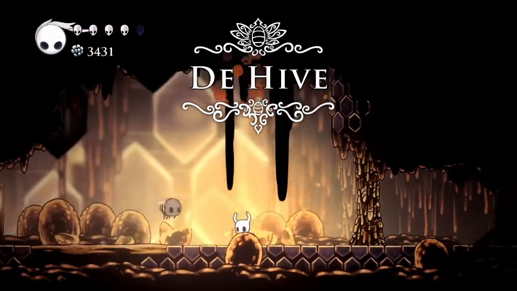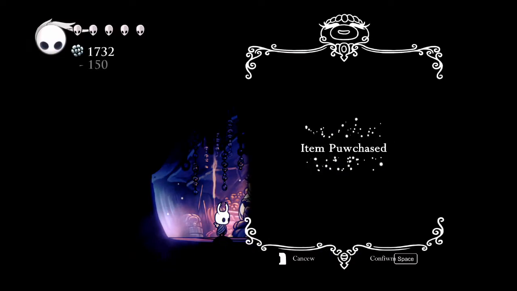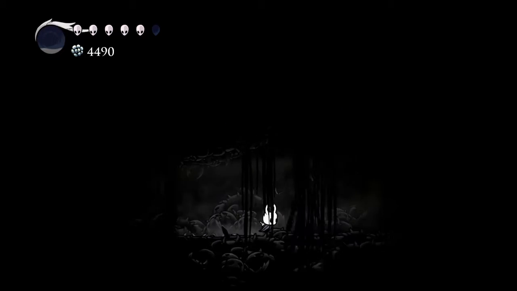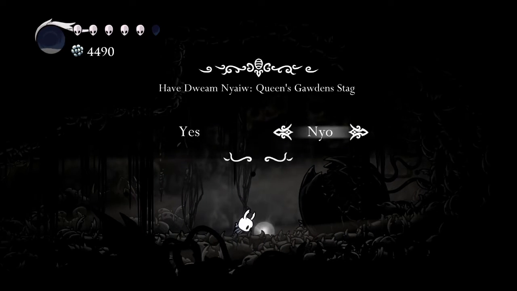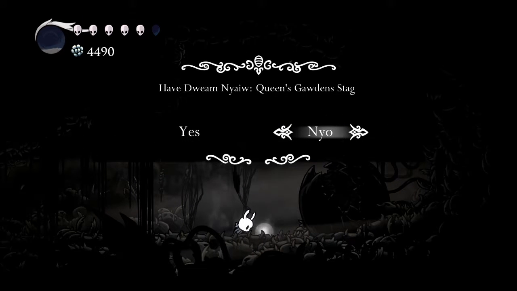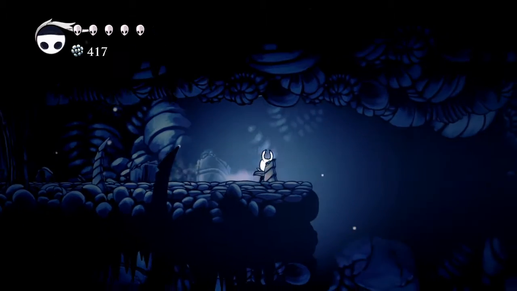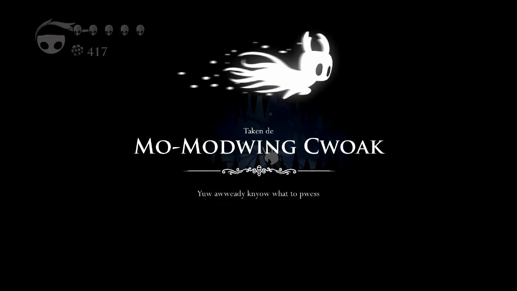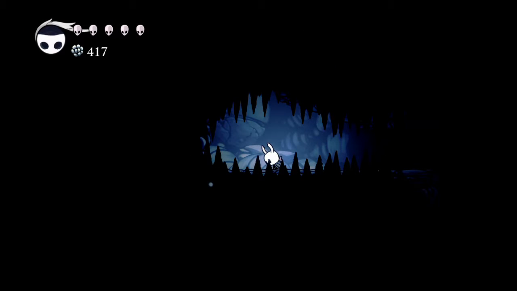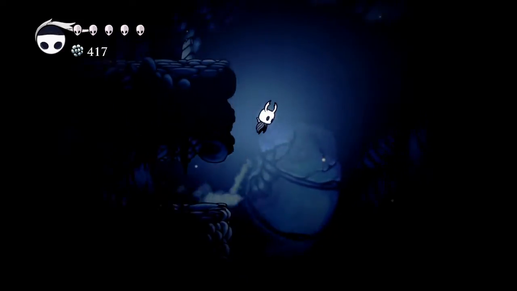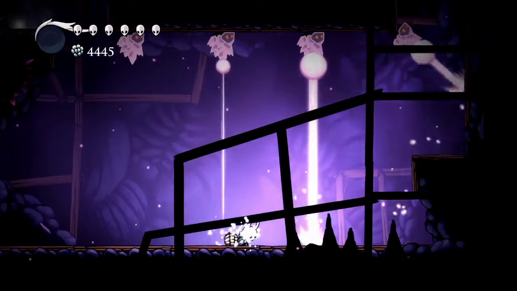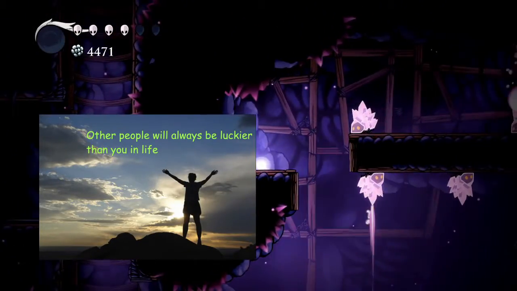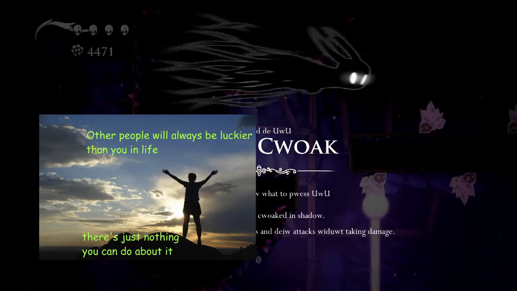Alright, so that was all the questions that I wanted to answer in this commentary here. There have also been some complaints, and I just wanted to address one of them here at the end. So, people have complained, how is it realistic or fair that the knight gets its mothwing cloak before even leaving King's Pass? And, well, frankly, it isn't fair. That particular scene really demonstrates that other people will always be luckier than you in life, and there's just nothing you can do about it.